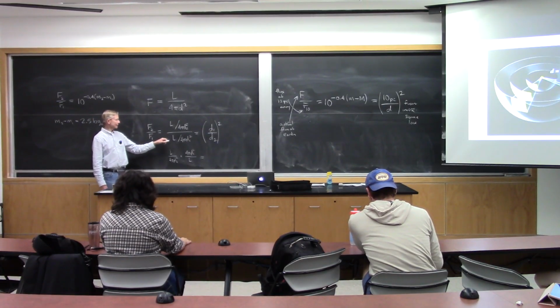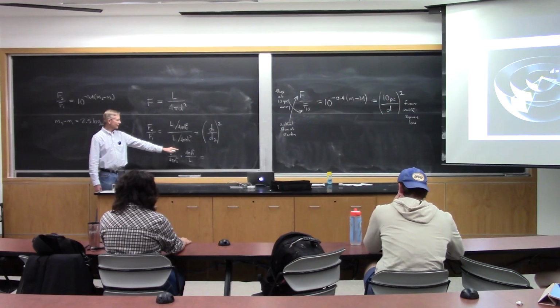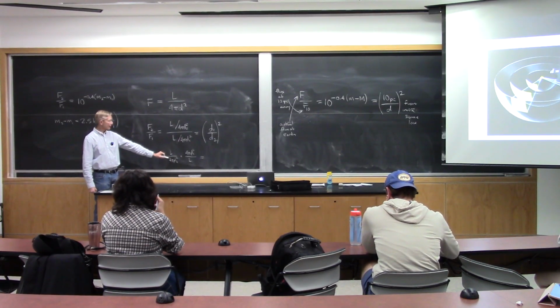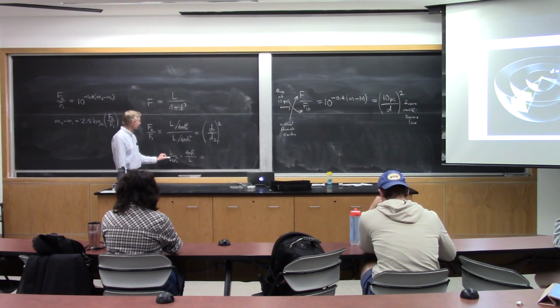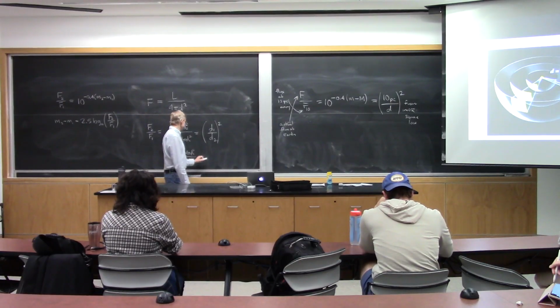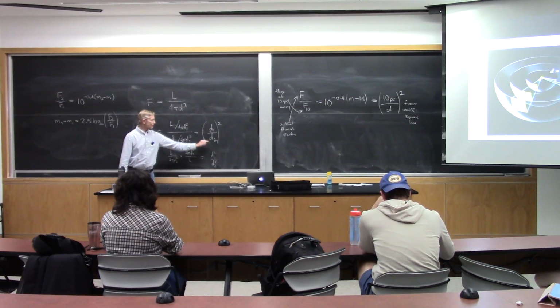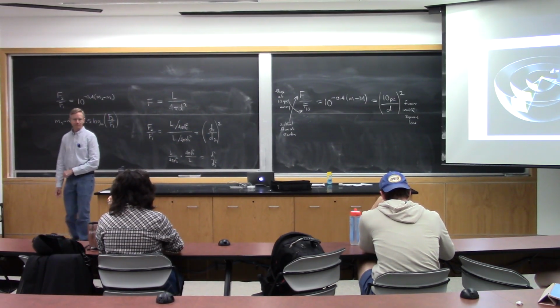So that'll be L over 4 pi d2 squared over L over 4 pi d1 squared, which is the same as L over 4 pi d2 squared times 4 pi d1 squared over L. So the L's cancel, the 4 pi's cancel, and you get d1 squared over d2 squared, which is the same thing as d1 over d2, the quantity squared.